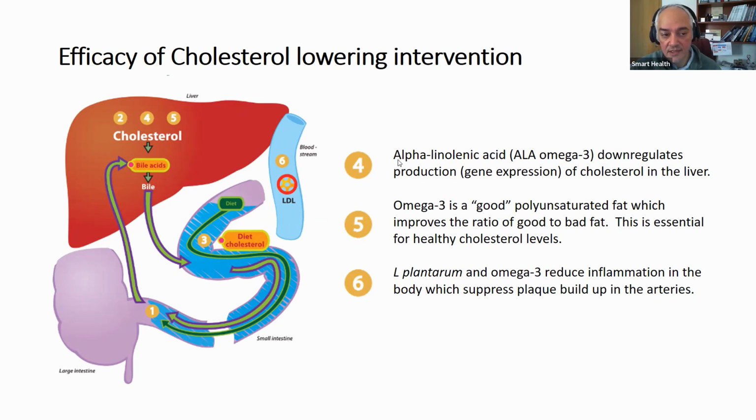In addition to L. plantarum, the addition of alpha-linolenic acid in the diet, which is ALA, I mentioned it before, which is an omega-3, downregulates the production of cholesterol in the liver. So in addition to L. plantarum, it's very important to give a prebiotic, which is ALA, to reduce cholesterol production in the liver. And therefore, omega-3 is a good polyunsaturated fat that improves the ratio of the lipids in the blood, and it's important for healthy cholesterol levels.